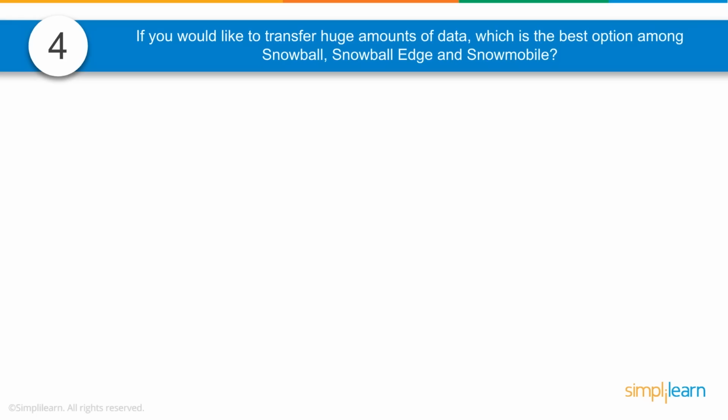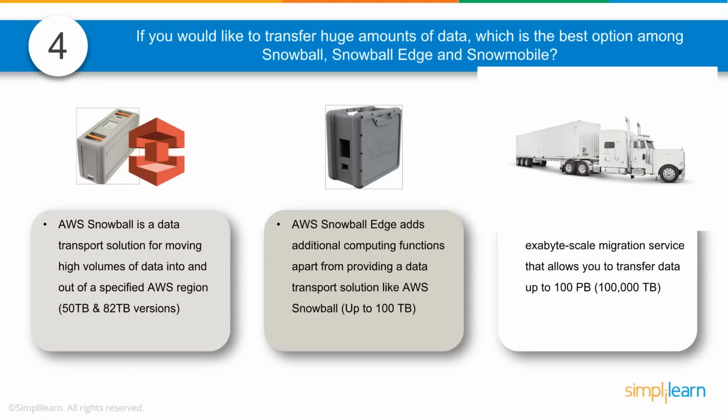The fourth question you could get asked is, if you'd like to transfer a huge amount of data, which is the best option among Snowball, Snowball Edge, and Snowmobile? Again, this is a question that gets asked if the company is dealing with a lot of data transfer into the cloud, or migrating data into the cloud. I'm talking about a huge amount of data in petabytes. Snowball and all of the Snowball series deal with petabyte-sized data migrations. So there are three options available as of now.